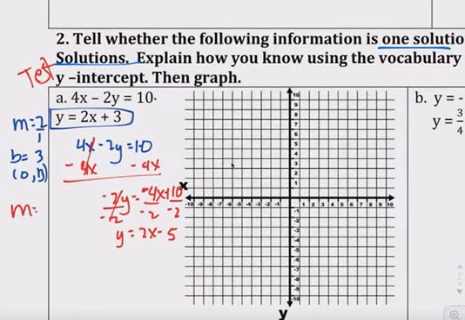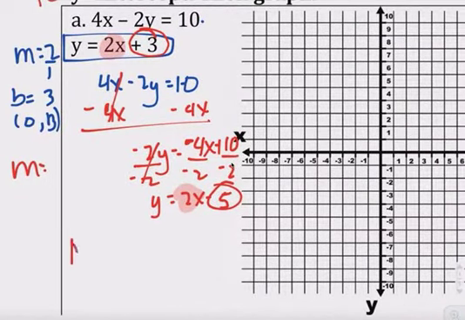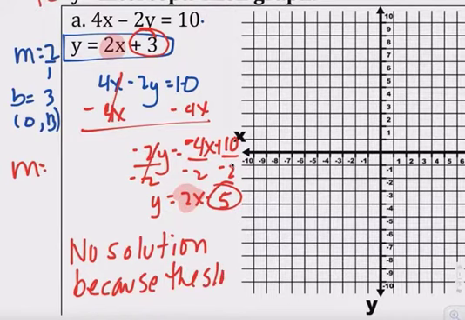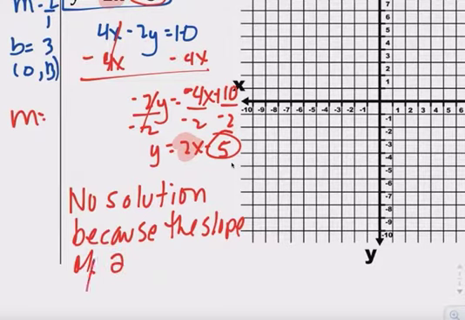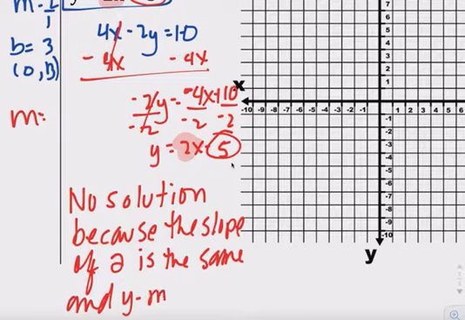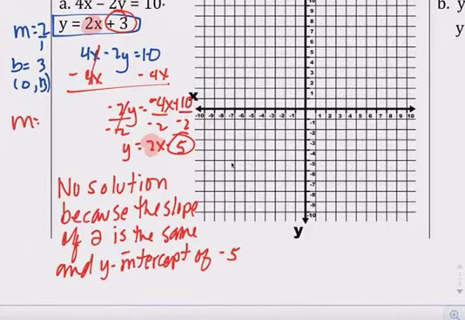Okay, will it be the same? My m is 2. Look, 2x is the same. So yeah, but these are different. The y-intercepts are different. So this line will be no solution, because the slope of 2 is the same, and the y-intercepts of negative 5 and 3 are different. The constant is different.